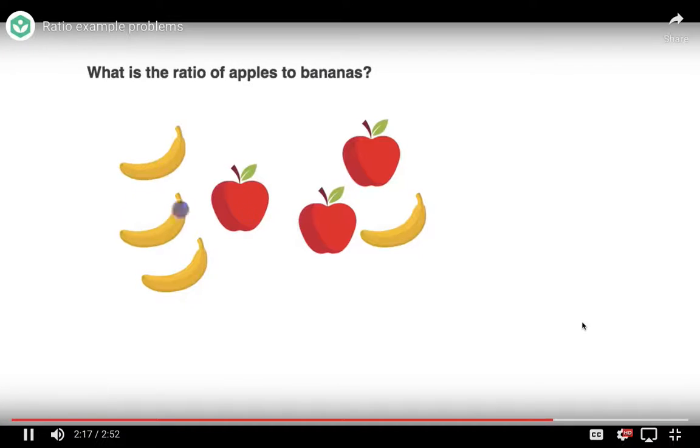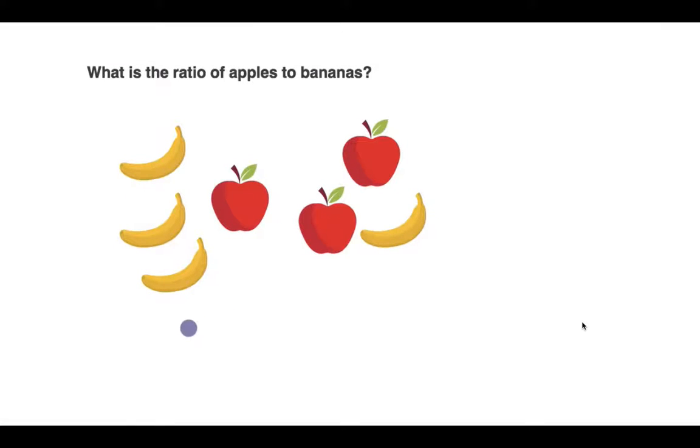So let's see. There are 1, 2, 3 apples. So for every 3 apples, how many bananas are there? Well, there are 1, 2, 3, 4 bananas. So the ratio of apples to bananas is 3 apples for every 4 bananas. Order matters. If they said the ratio of bananas to apples, then this would be 4 to 3. But they say apples to bananas, 3 to 4. 3 apples for every 4 bananas.